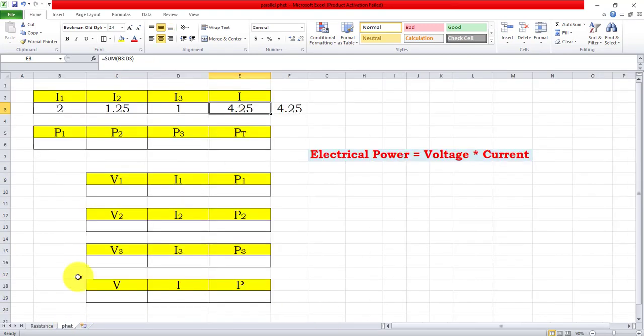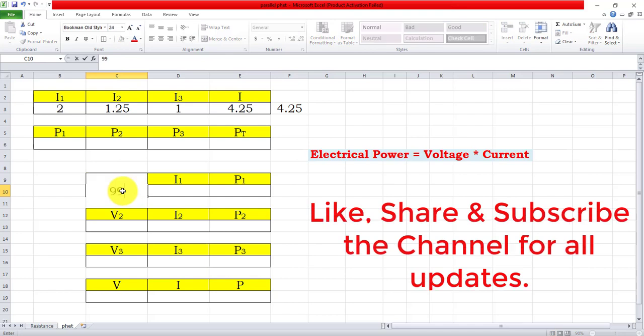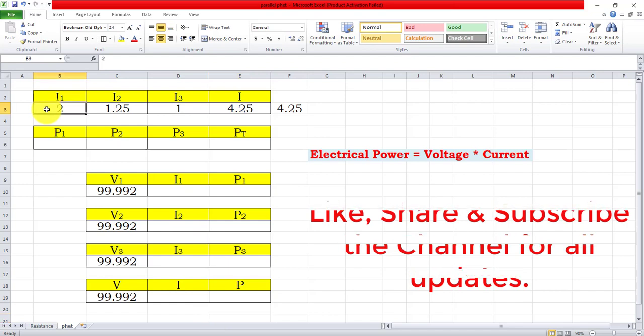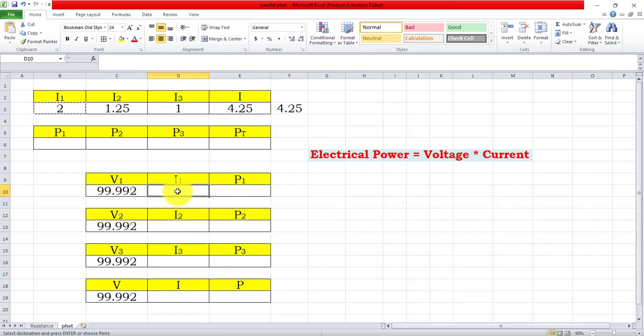Now let me take this. So voltage across each bulb is 99.992. So I will put these values here. Total voltage is also 99.992. Now next we require the current. So that current also we have measured. I will just copy paste these values.